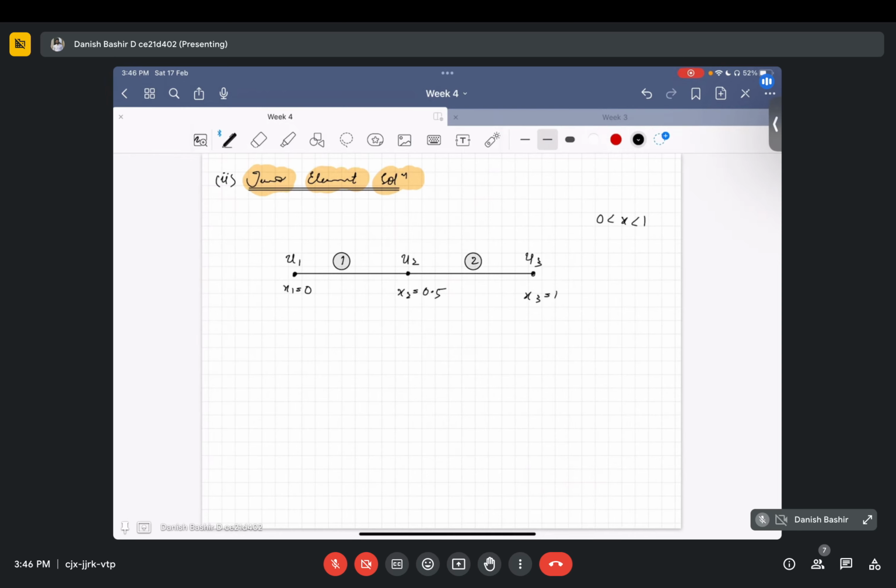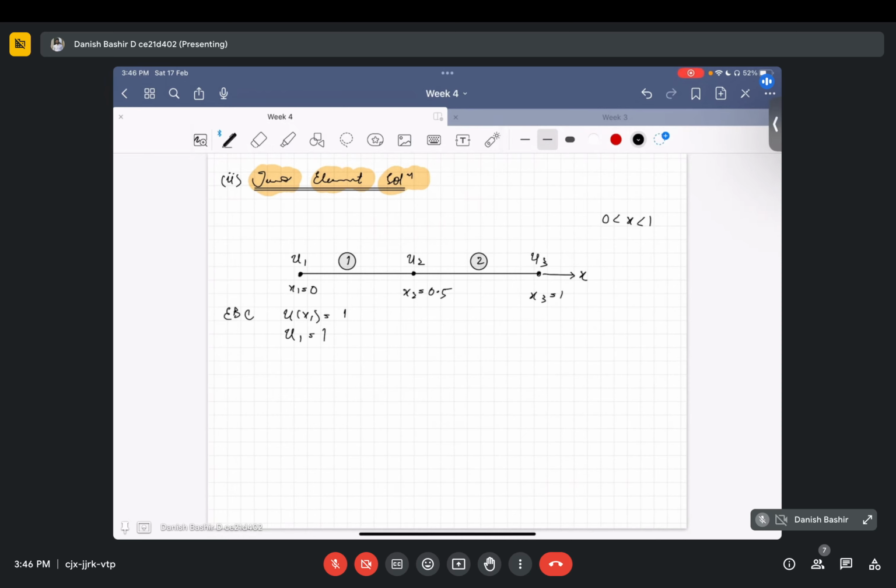The variation is along this x. And we already know that there is an essential boundary condition, that is u at x1 is equal to 1, or in other words u1 equals 1. Now we will see the solution for the first element. For the first element, the domain is 0 less than or equal to x less than 1 by 2. This is the first element's domain.